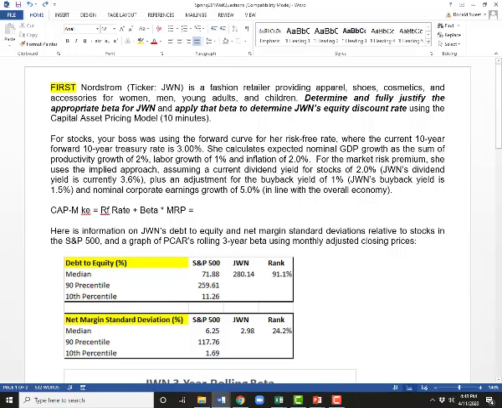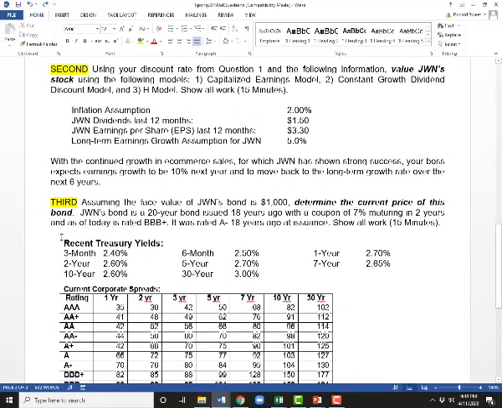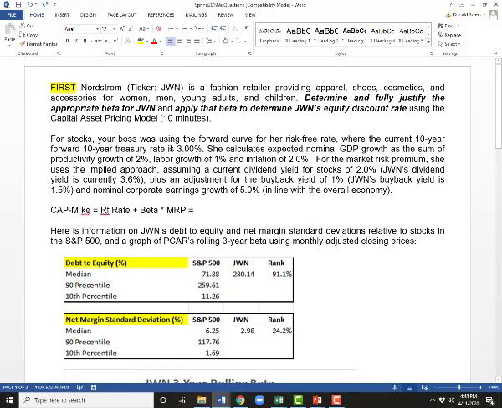So here we're using the forward 10-year treasury rate, which is 3%. Your boss says that she likes to use the forward curve. Down below we have a list of interest rates including the 10-year. The actual 10-year at the time I did this exam was 2.6%, but she's saying we don't use the actual 10-year. Remember that third approach I gave you on paper 3, so that's 3%, plus beta times the market risk premium. The market risk premium, she uses the implied approach.